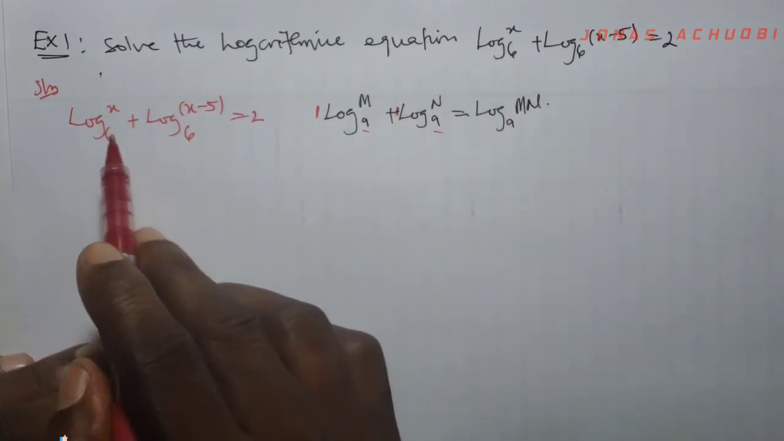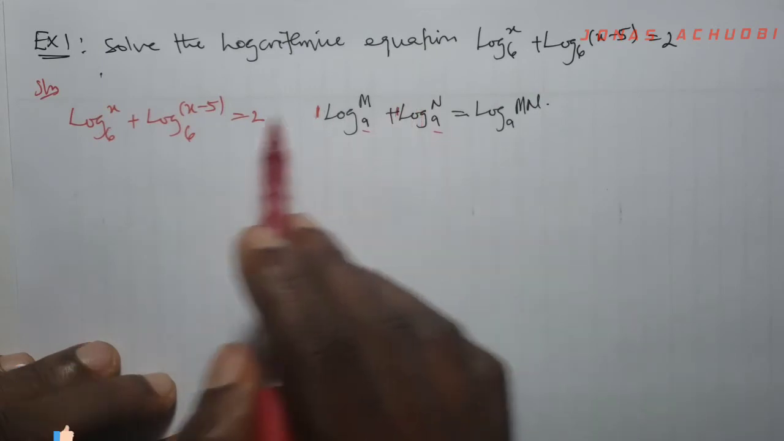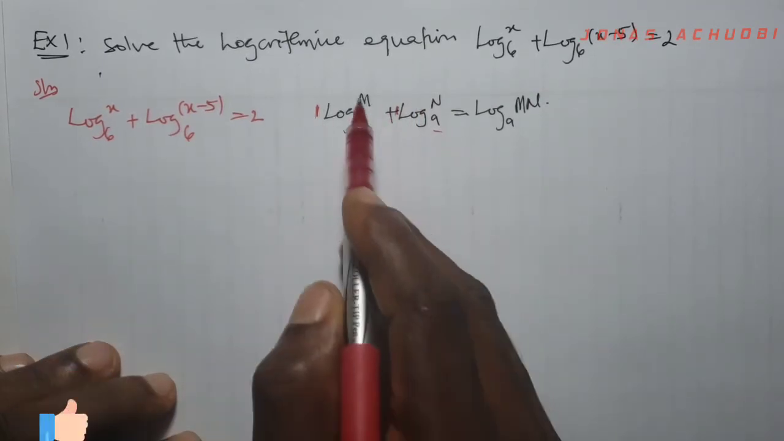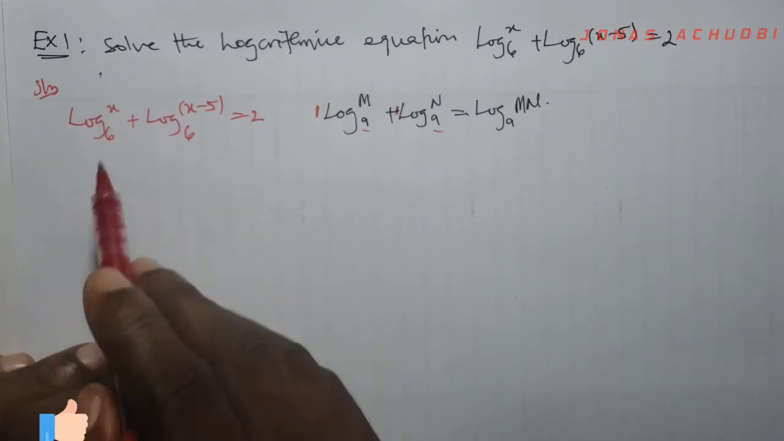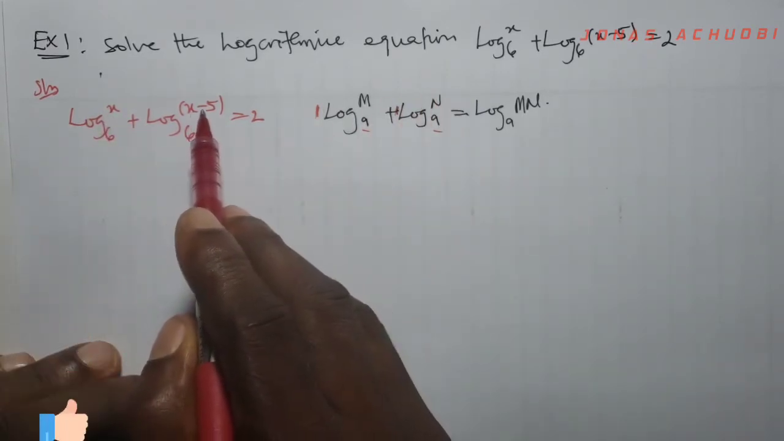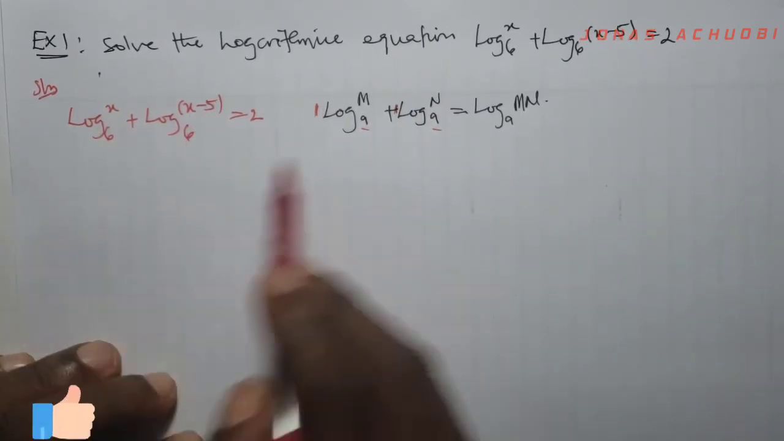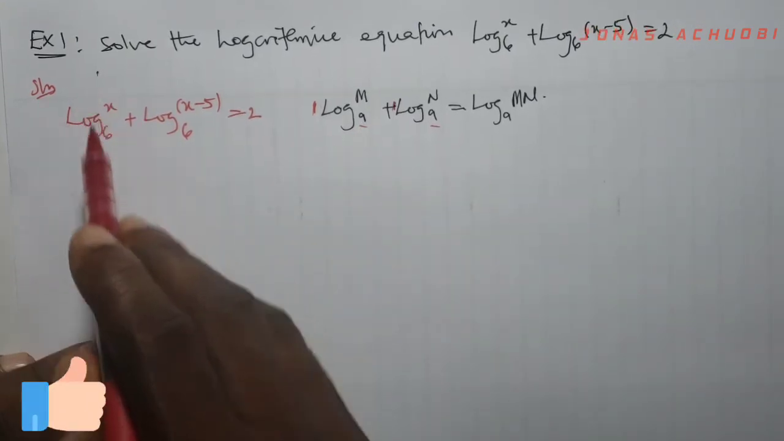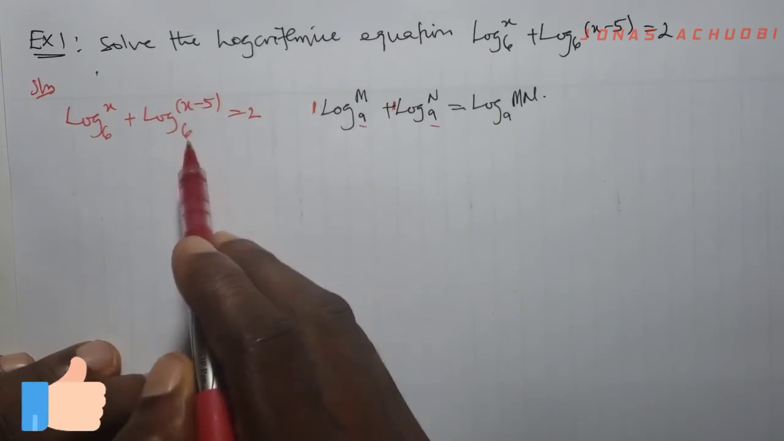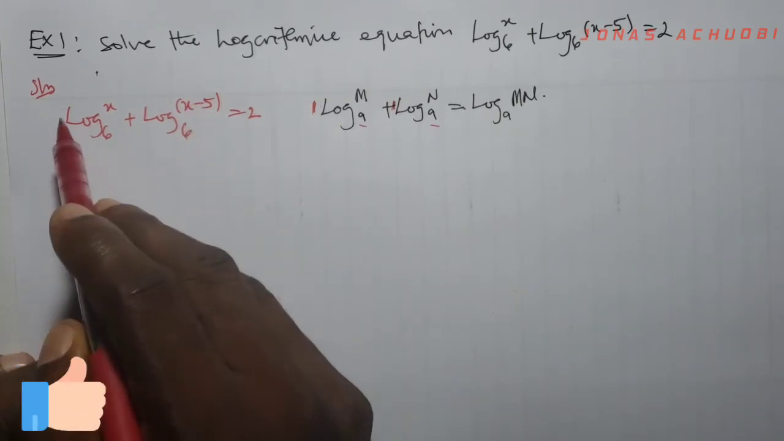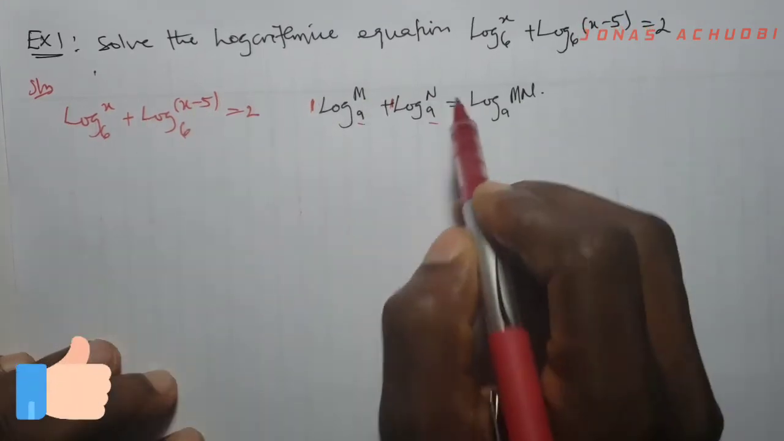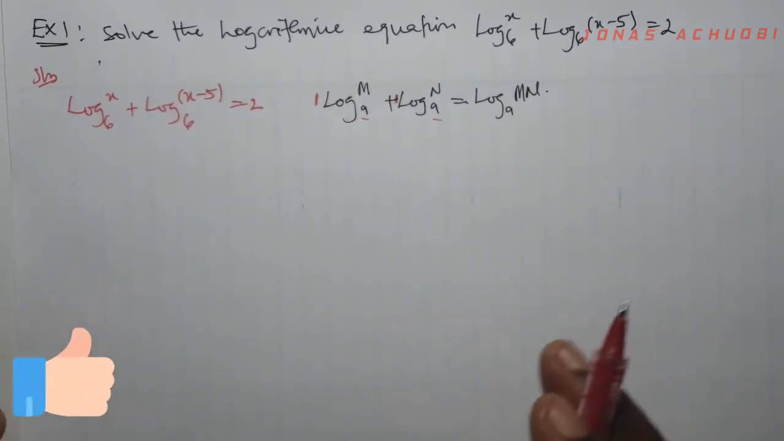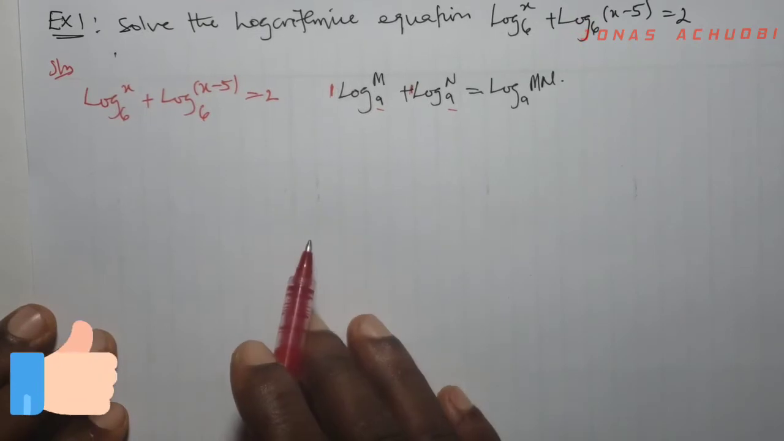So I see this law directly from here. If I were to compare these two expressions or equations, you see that m is the same thing as x, and n stands for x minus 5, and your base a here is base 6. The log form here has base 6. The log form here also has base 6. The quotient here is 1. Here also is 1. So I can apply this law directly. So that is how you know what law is applicable. So with this, I can proceed.